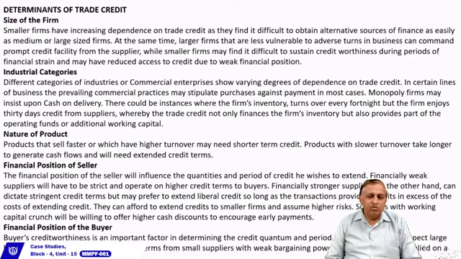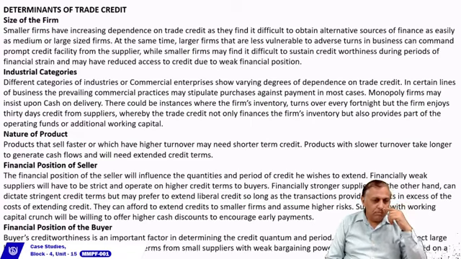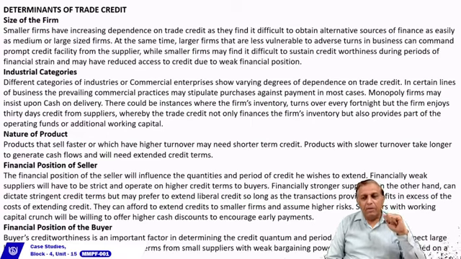Those who have the capital crunch, the cash crunch, the liquidity crunch will definitely offer the vendor a higher cash discount so that at least they can get the payment early. Financial position of the buyer. The buyer's creditworthiness is an important factor in determining the credit quantum and period. It may be logical to expect large buyers not to insist on extended credit terms from smaller suppliers with weak bargaining power.